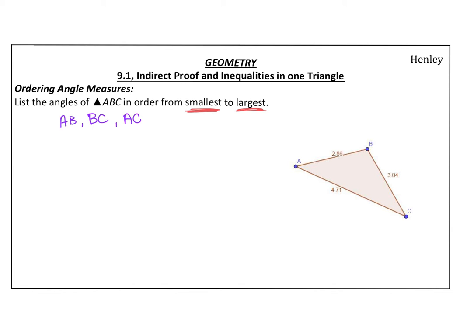Now let's look at what angles are opposite these sides. The shortest side is AB. The opposite angle is angle C. The middle side is BC. The opposite angle is angle A. And the longer side is AC. The opposite angle is angle B. This is our answer.